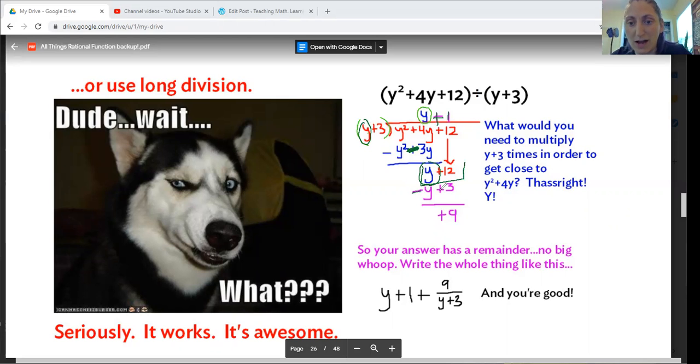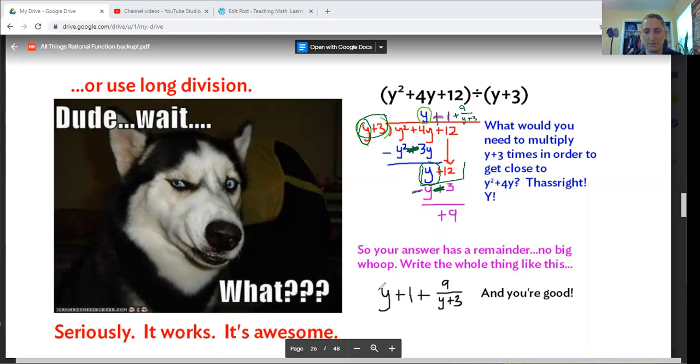So you're going to subtract y, and you're going to subtract a 3. Okay, 12 minus 3 is 9. Y minus y is 0, and you're left with a 9. Cool. That 9 turns into your remainder. Okay, it's going to be 9 over the entire divisor. So it's going to be, and it's positive, so it's going to be plus 9 over y plus 3.